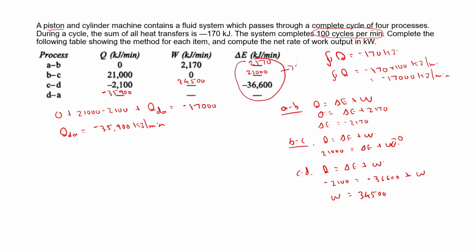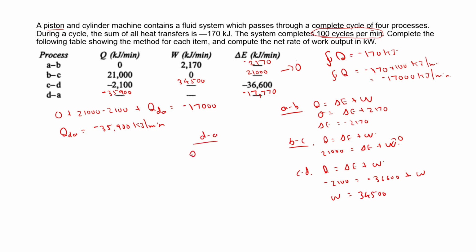That means the sum of all these delta E will be 0. So using that idea, you can find delta E for the process dA. So this is equal to minus 17,770. Okay. So this is delta E. Now you can find W.